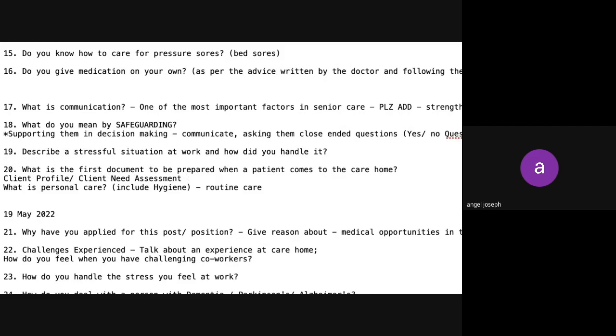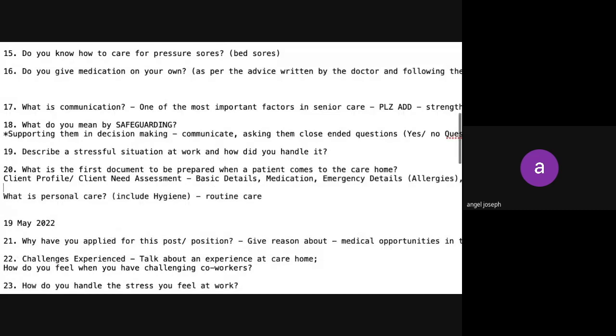Okay, what would this client profile, client needs assessment contain? Of course, like I said, their basic details: name, age, address, all those things. Basic details, and what else? You would include medication. You would include emergency details. Emergency details, allergies are included. If such an allergy occurs, what should we immediately give them? So basic details, medication, emergency details. Needs have to be written down. Apart from that, certain people also write preferences.